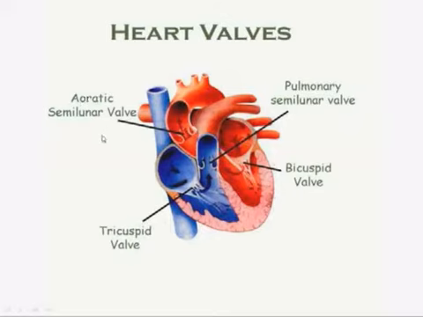So together we can consider there are three types of valves: the tricuspid valve on the right side, the bicuspid valve on the left side, and the semilunar valves, which are near the pulmonary artery and the aorta.